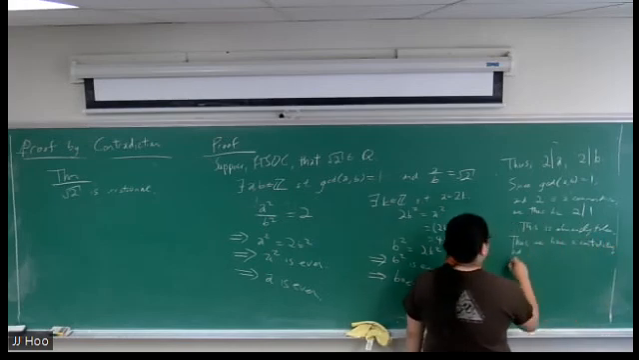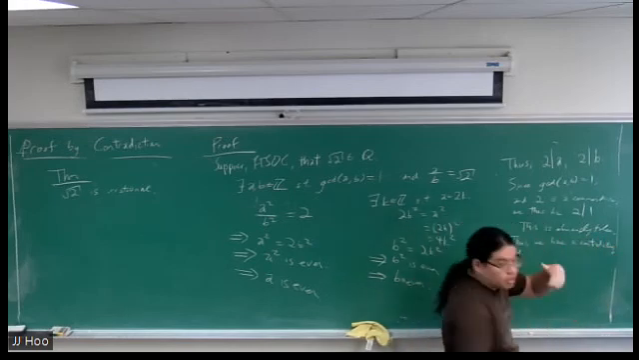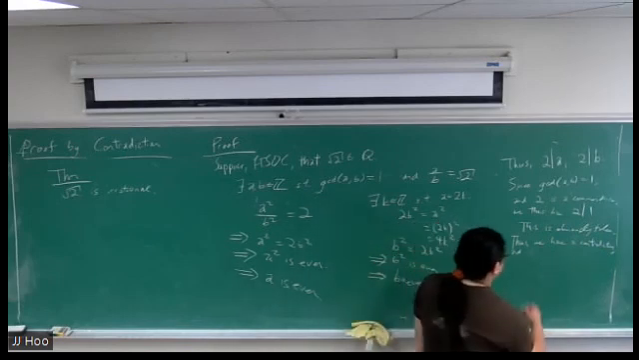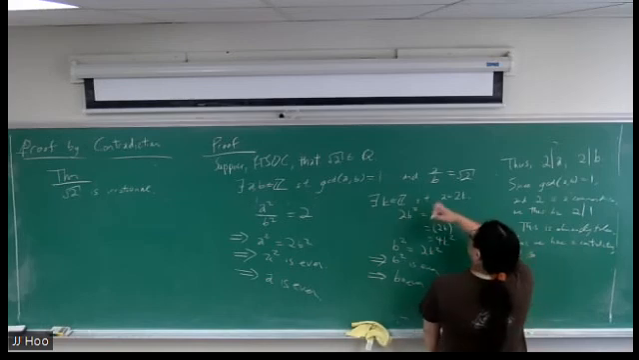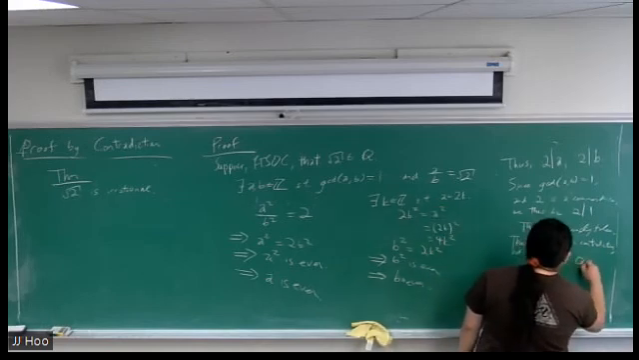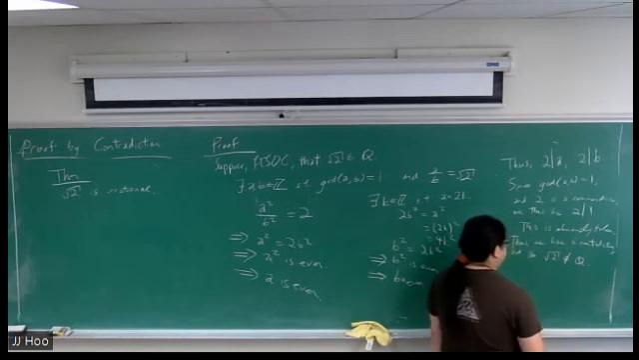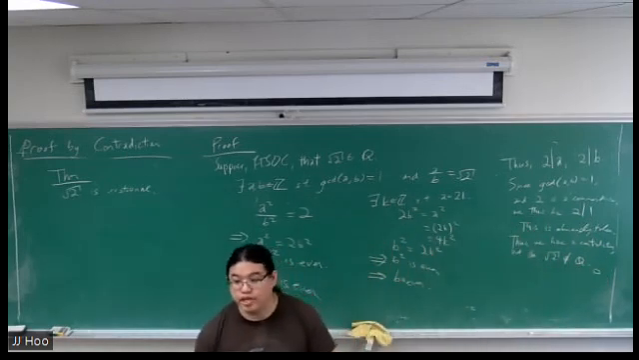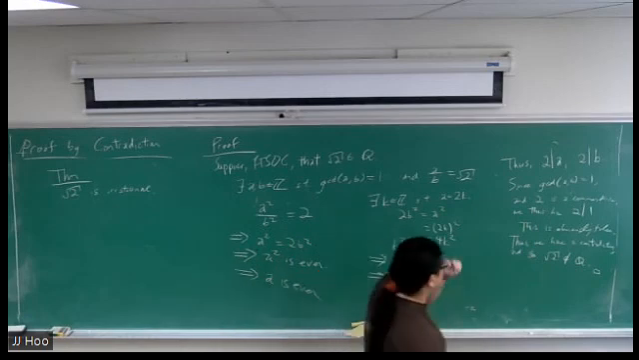And sometimes what I'll say here is, thus, we have a contradiction, and so our initial assumption must be false. But in this case, you can just write, since our initial assumption was that root 2 is rational, so root 2 is not rational, and thus we have proven that the square root of 2 is irrational, right?